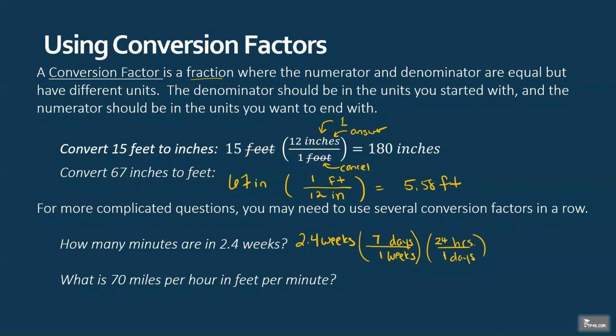But I don't want to know hours. I want to know minutes, right? So I'm going to do one more. I'm going to get rid of hours and I'm going to convert it to minutes. And I know there's 60 minutes in 1 hour. Okay, so what we're doing is we're starting with 2.4. We're multiplying by 7, we're multiplying by 24, and we're multiplying by 60. Put it all in your calculator. You get 24,192 minutes.